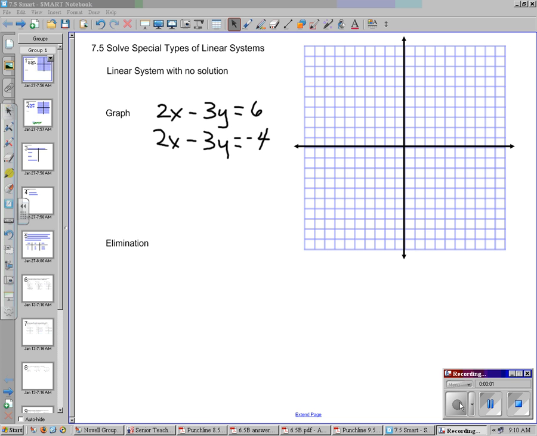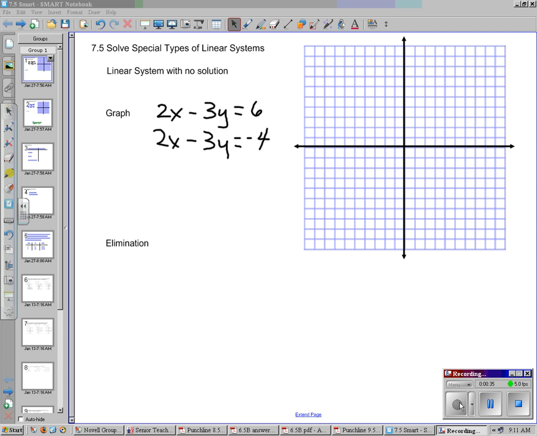Today we're working on 7.5, which is solving special types of linear systems. The first thing we're going to look at is a linear system with no solution. We kind of talked about this back in 7.1 already when you did that joke sheet for me. I believe the seventh problem on the joke sheet had two lines that were what kind of lines? Parallel. And we said, hey, the solution to that is no solution. Kind of gave you a heads-up that's going to be on there, and we'll talk about it again later.